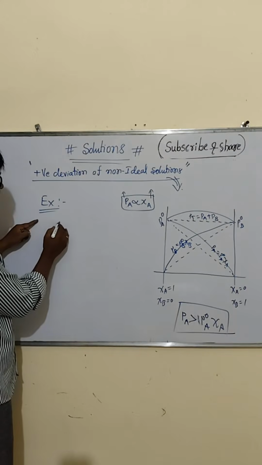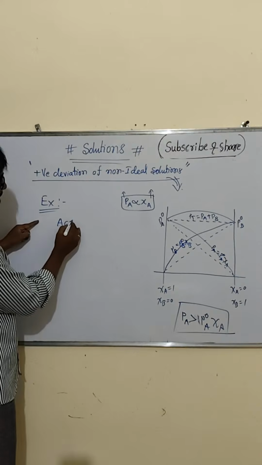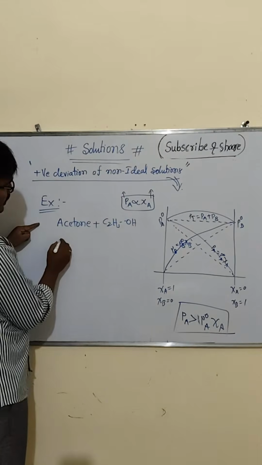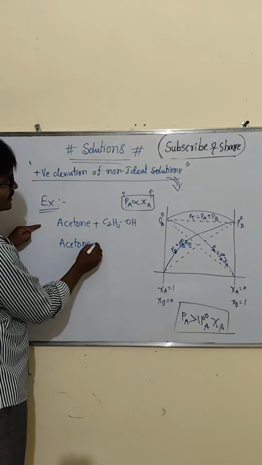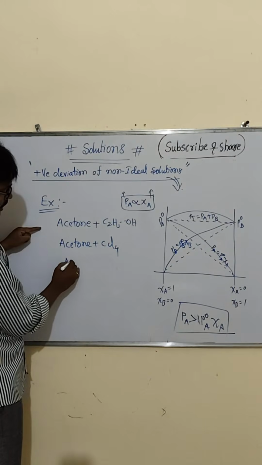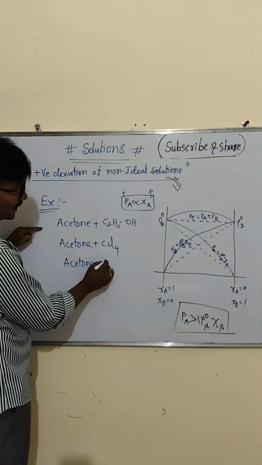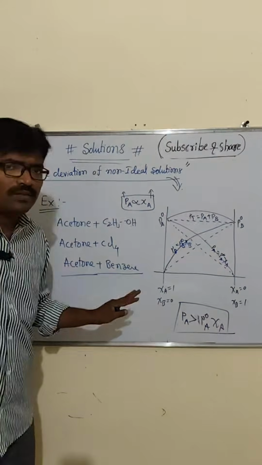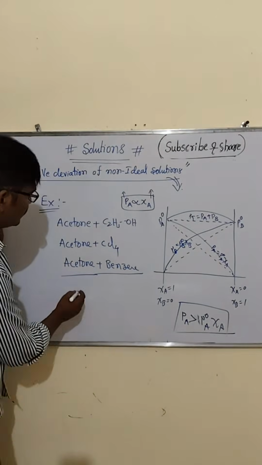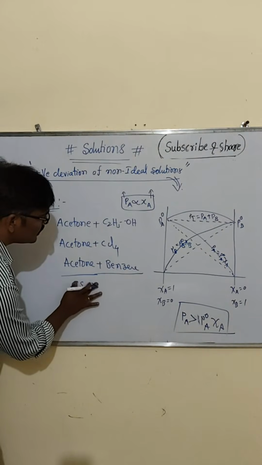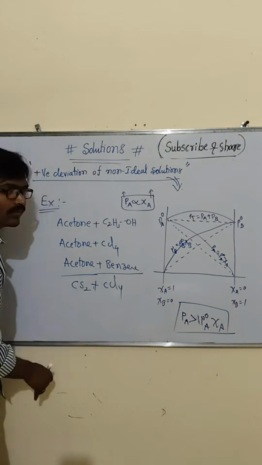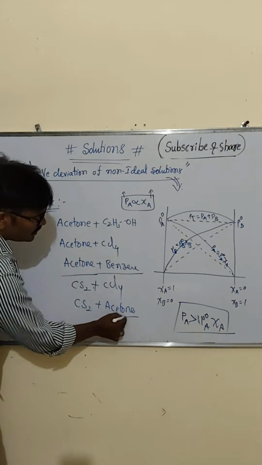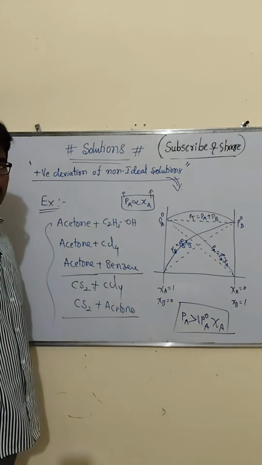So that is acetone plus ethyl alcohol C2H5OH. Then acetone plus carbon tetrachloride. Then acetone plus benzene. So wherever the repulsions are there between the molecules, there is no attraction actually. Such type of molecules, even CS2 plus CCl4, then CS2 plus acetone. So all these are examples for positive deviation of non-ideal solutions.